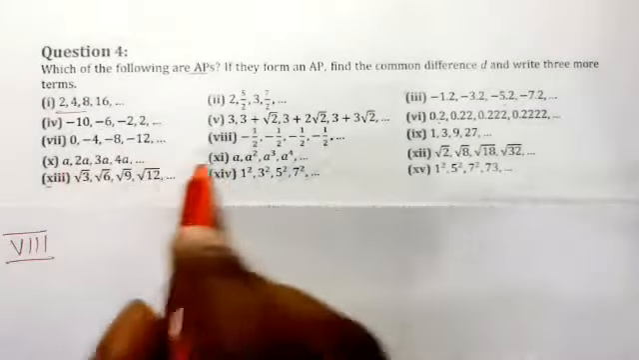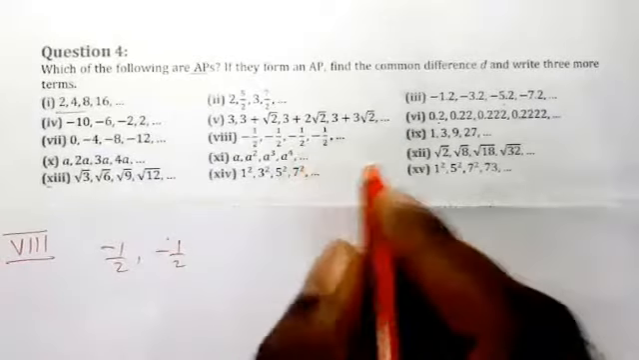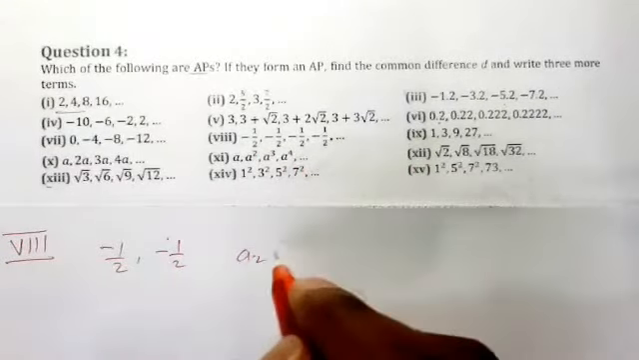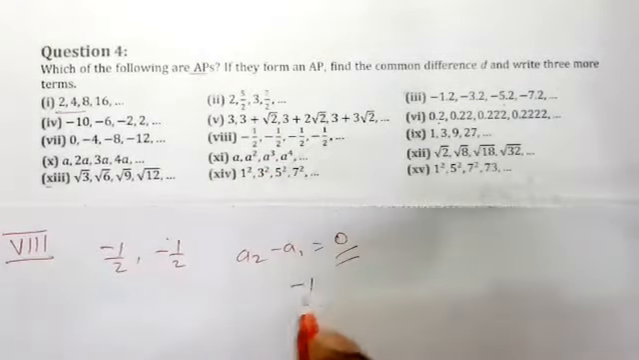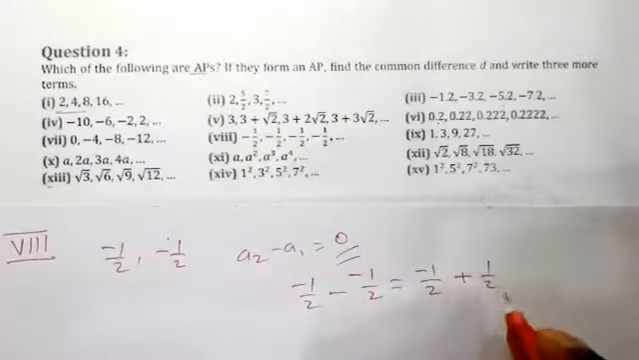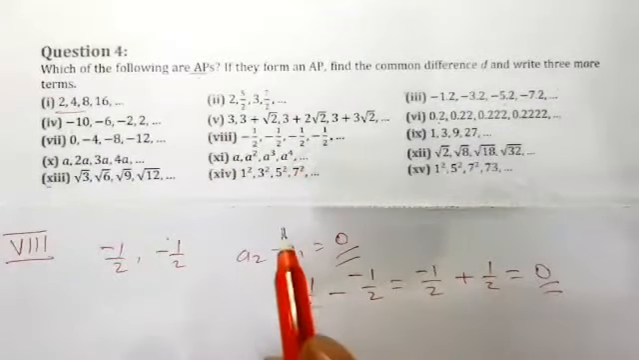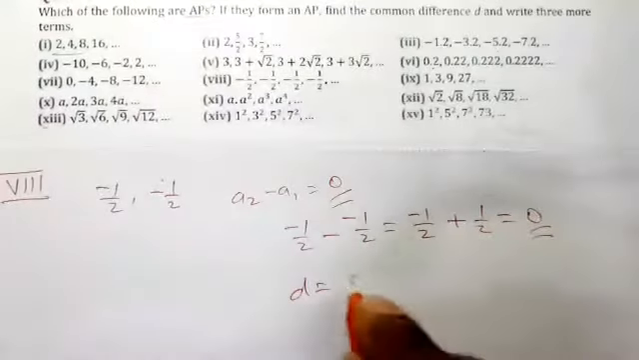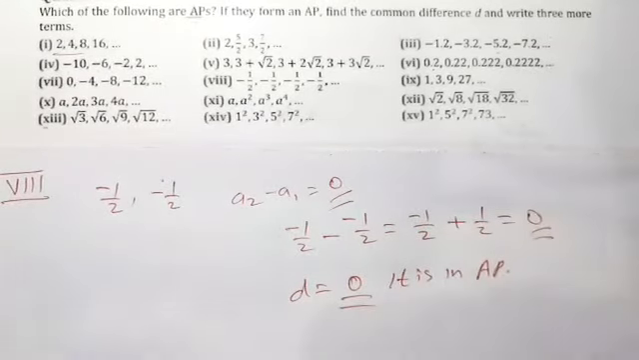Now in question number 8, minus 1 by 2, minus 1 by 2, minus 1 by 2, etc. Here all the terms are the same, which is very easy. Just find A2 minus A1. When the same numbers are subtracted, 0 will be there. Minus 1 by 2 minus minus 1 by 2 is equal to minus 1 by 2 plus 1 by 2, which is equal to 0. So here, when the same terms keep coming, it will be an arithmetic progression and the common difference will be equal to 0. So it is in AP.